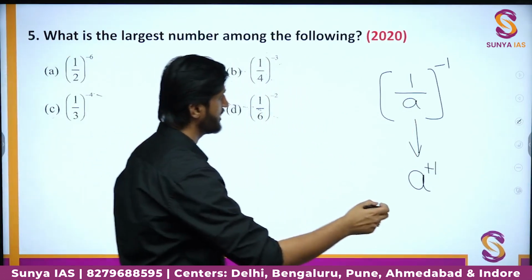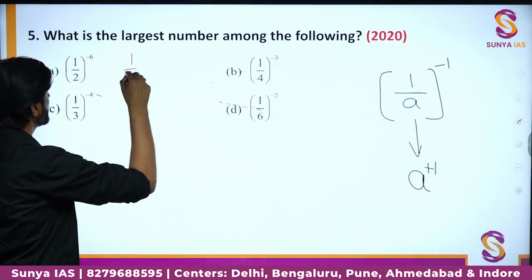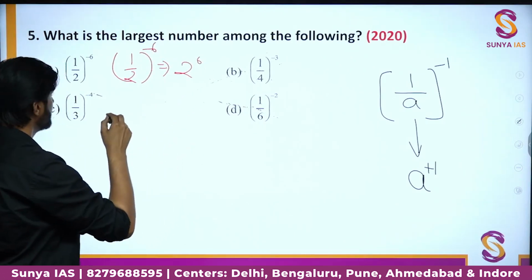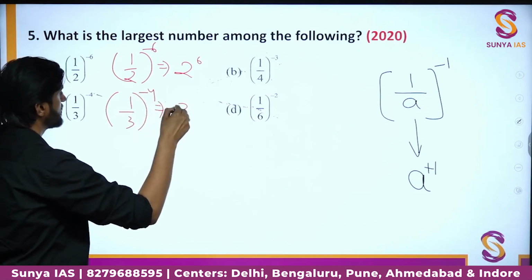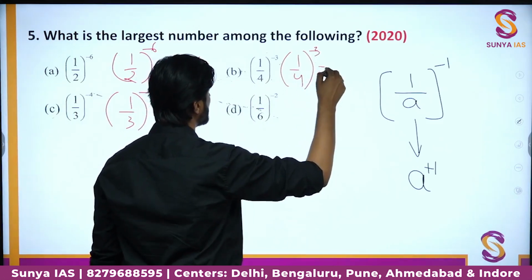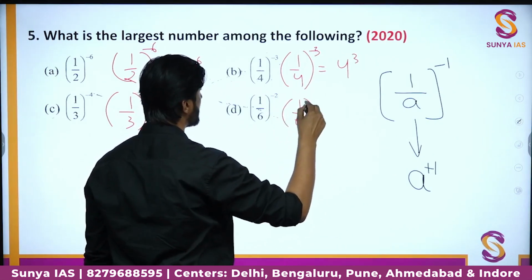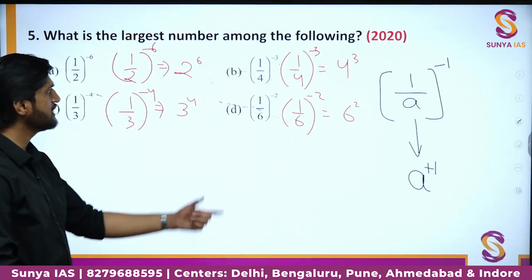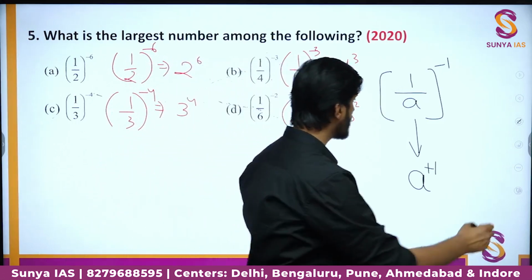Here you can see in option A, the value is going to be from 1 by 2 to the power of minus 6, it will become 2 to the power of 6. Here from 1 by 3 to the power of minus 4, it will become 3 to the power of 4. Here from 1 by 4 to the power of minus 3, it will become 4 to the power of 3. And here from 1 by 6 to the power of minus 2, it will become 6 to the power of 2. Now, these are the numbers which we can easily find out. So, let us talk about them one by one.